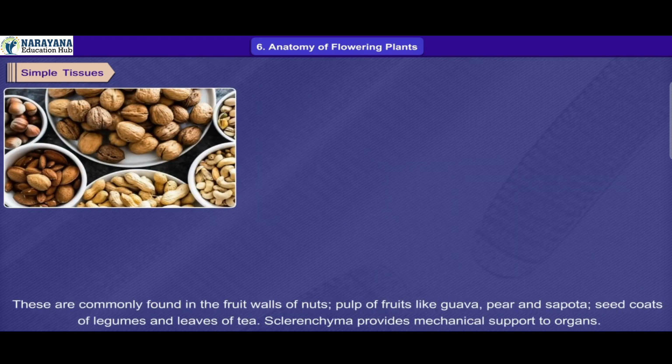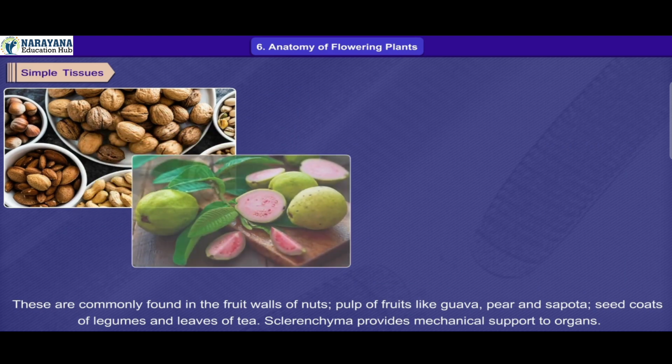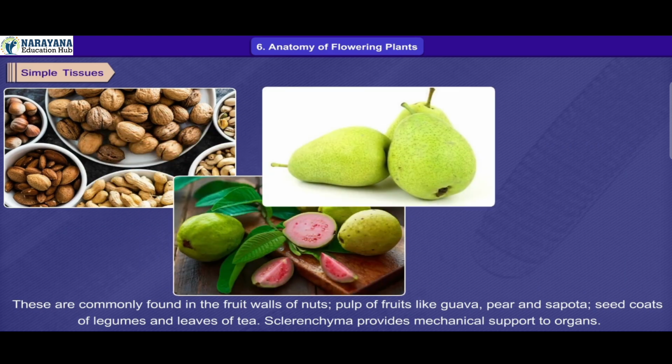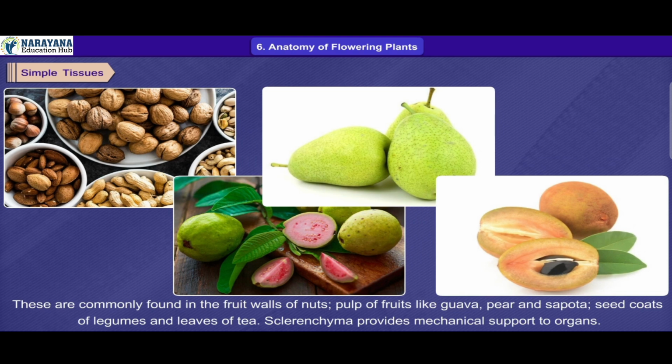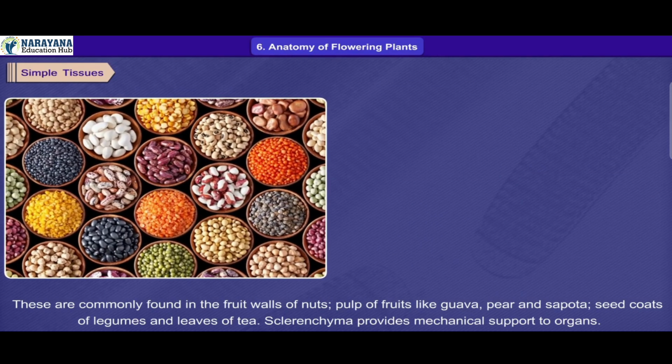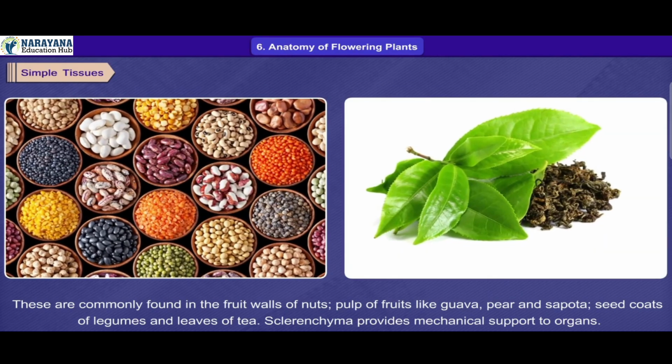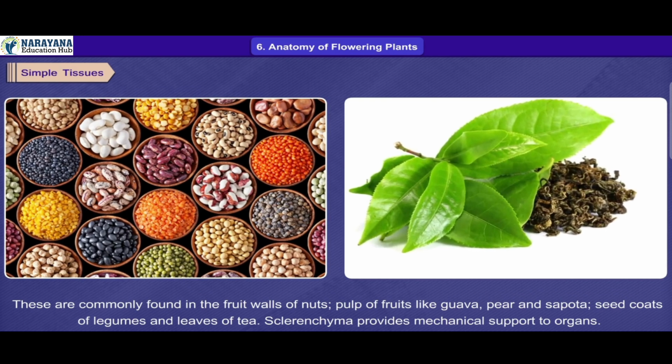These are commonly found in the fruit walls of nuts, pulp of fruits like guava, pear, and sapota, seed coats of legumes, and leaves of tea. Sclerenchyma provides mechanical support to organs.